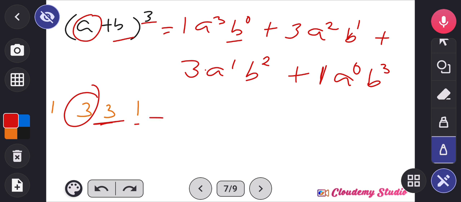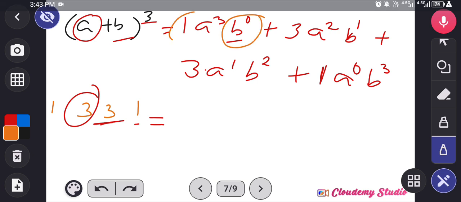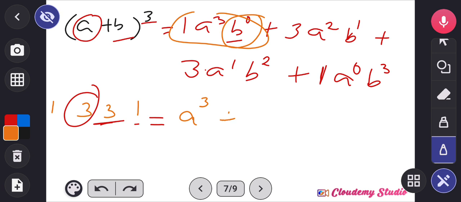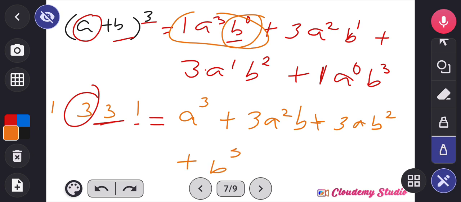And that will be equal to what? Remember, anything raised to the power of 0 equals 1. And 1 multiplied by everything is the same thing. So we have a raised to the power of 3 plus 3a squared b plus 3ab squared plus b raised to the power of 3, right?